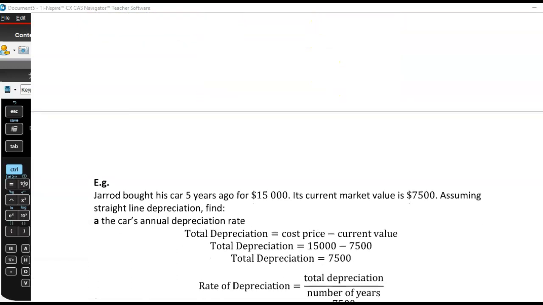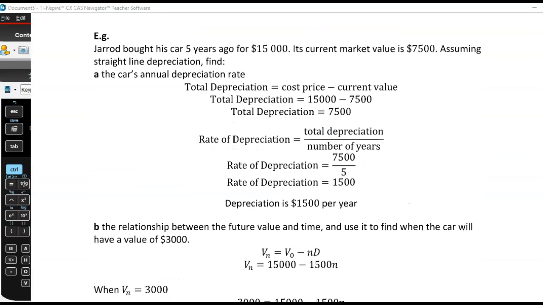Okay, so here's a worked example. Jared bought his car 5 years ago for $15,000. Its current market value. Now, market value means what he could sell it for. Okay, that's what market value means. What he could sell it for is $7,500. Assuming straight line depreciation, that's the way some people can refer to that flat rate depreciation. Find the car's annual depreciation rate.